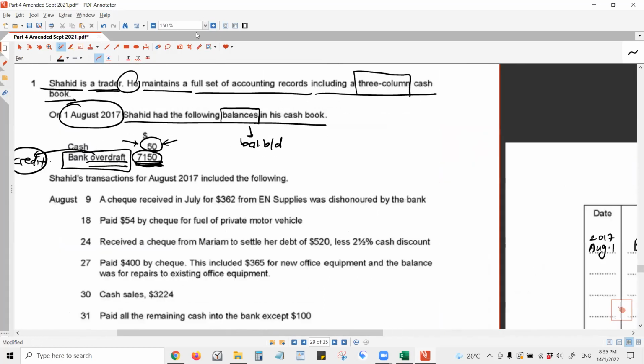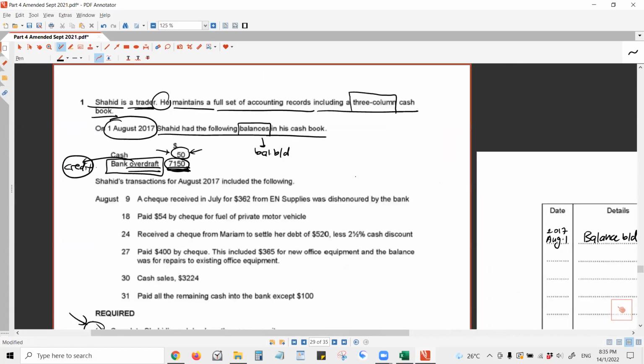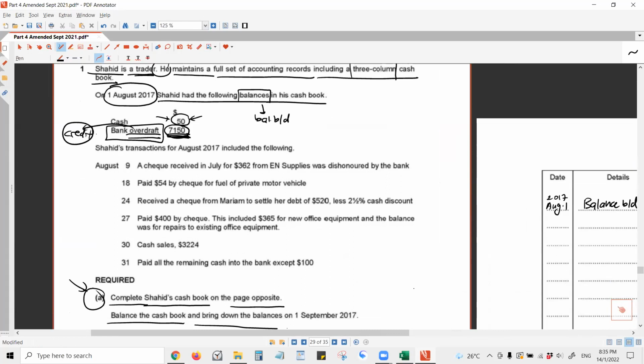Now you have to watch out. When I explain, you watch carefully. Whatever I have written down, you can write down. You pay attention to my explanation because you have to finish off the cash book after I explain. Then you send it to my phone, then we discuss together. Shahid's transactions for August included the following. So here it is showing you all the things that happened throughout August.